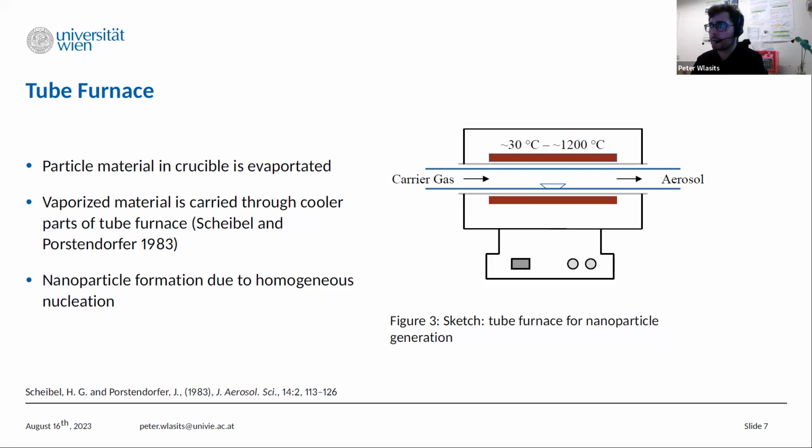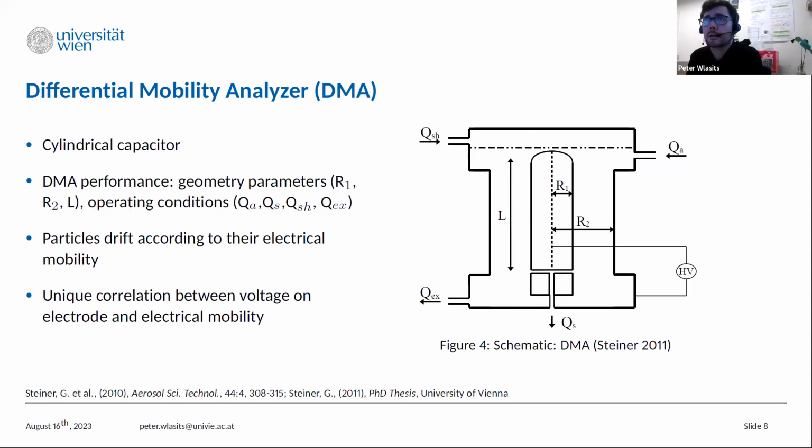The furnaces in our lab, by the manufacturers, range from 30 degrees Celsius to approximately 1200 degrees Celsius. Luckily, we didn't need such high temperatures. And yeah, it's based on the evaporation of the particle material in that crucible. There is a typo here, it's evaporated, not evaporated. And the vaporized material is carried through cooler parts of the tube furnace, where homogeneous nucleation is initiated, and that's how the nanoparticles form.